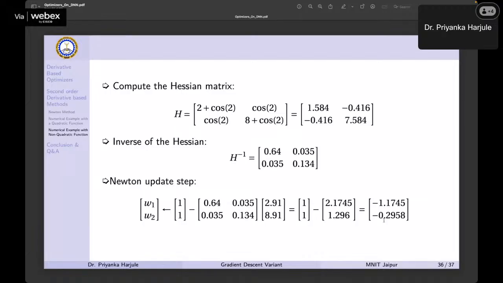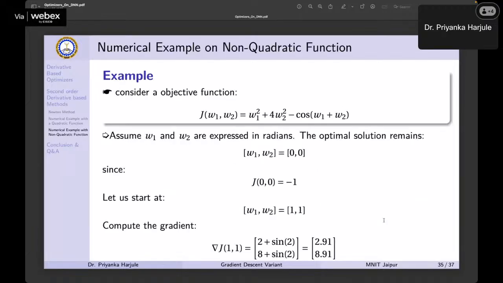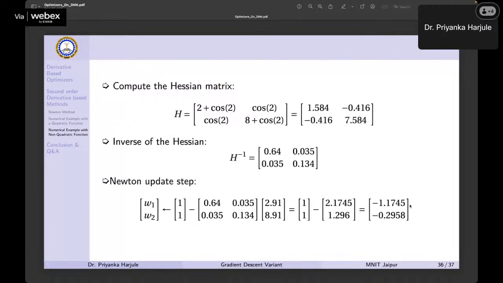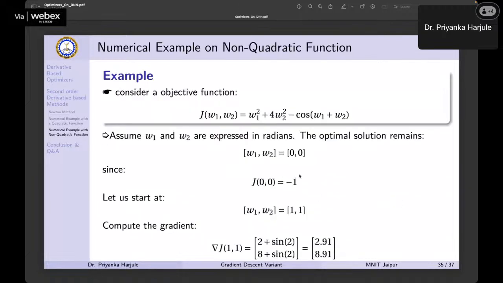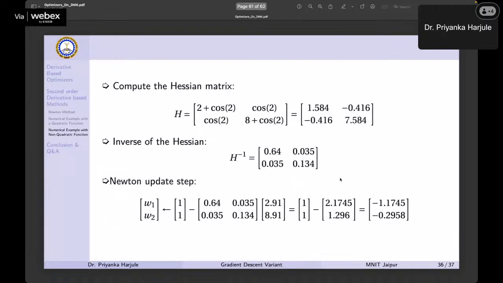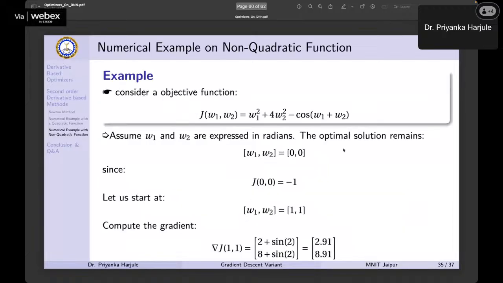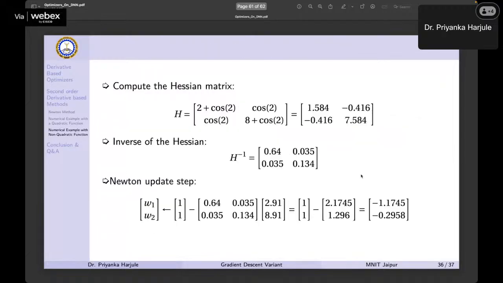And so you see in this example, the initial value was minus 1, and after one step the update is this much. So in the non-convex setup, we can make use of Newton's method by approximating the non-convex function with a quadratic function. Or you can also go for Hessian free optimization.